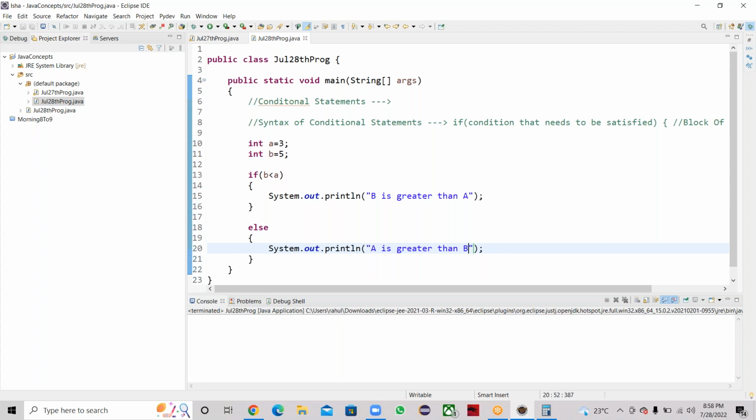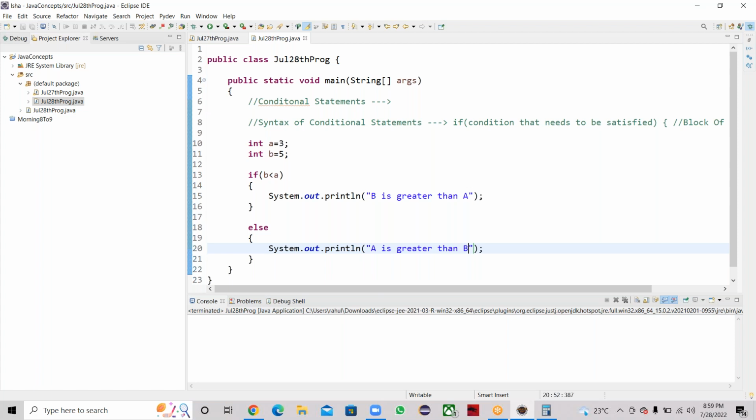So what will be the output now? A is greater than B. Will there be no output again? No output. Okay. Output: A is greater than B. I think so.